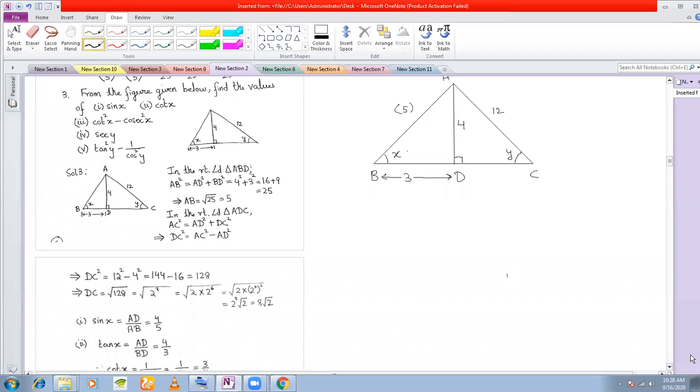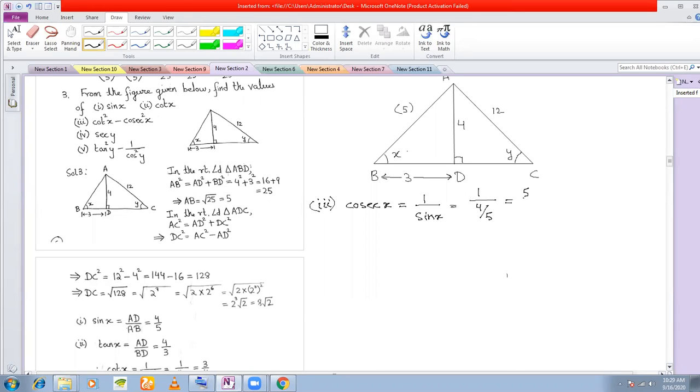So the third one. Third question is cot square x minus cosec square x. Now cot x we have already calculated. So we calculate cosec x. Cosec x is the reciprocal of sin x. And sin x we had calculated as 4 by 5, right? Earlier in part 1, we had calculated this as 4 by 5.